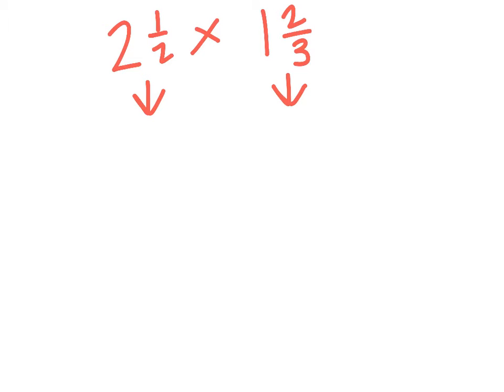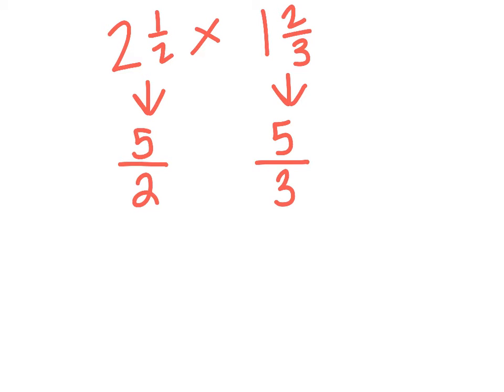You would do 2 times 2, which is 4, plus 1, which is 5. So 2 1/2 is the same as 5 halves. Then you would do the same for 1 2/3. 1 times 3 is 3, and 3 plus 2 is 5. So you would get 5/3.